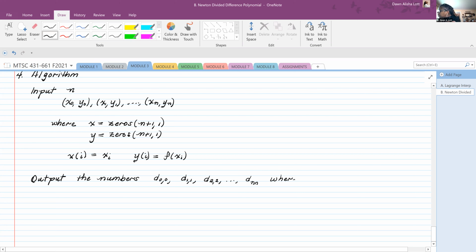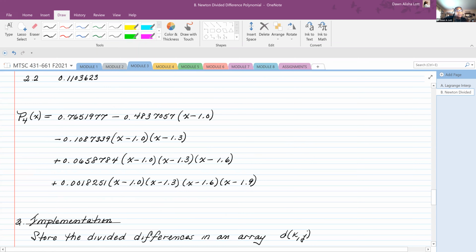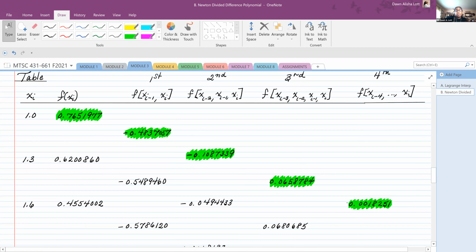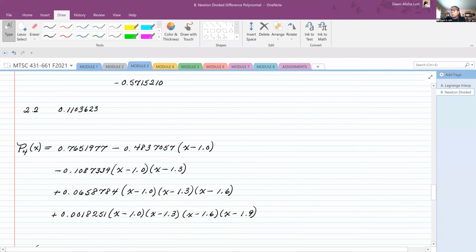Excuse me, ma. Yes. This algorithm is for the Newton divided difference. So we were working on the Newton divided difference when we had to do the table, and then we pick off the ones straight down the diagonal. And then those are the coefficients of the polynomial. Do you remember? Yes, yes.